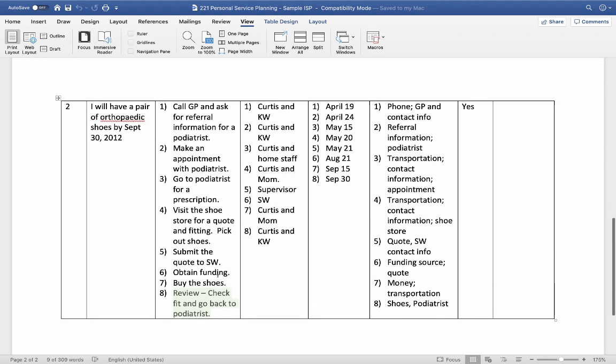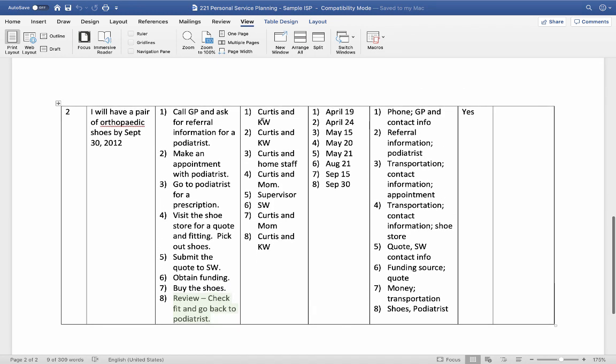Always, always, always. Who's responsible? You can see that Curtis and his key worker are responsible for some steps. Step number 5, the supervisor agreed to do. And step number 6, which was getting the funding, had nobody from the home. It was the social worker that was doing this. Look who's going to buy the shoes. It's not even a staff person. Curtis and his mom are going to go and share that moment together. And later on, Curtis and his key worker will go to the podiatrist to check the fit.